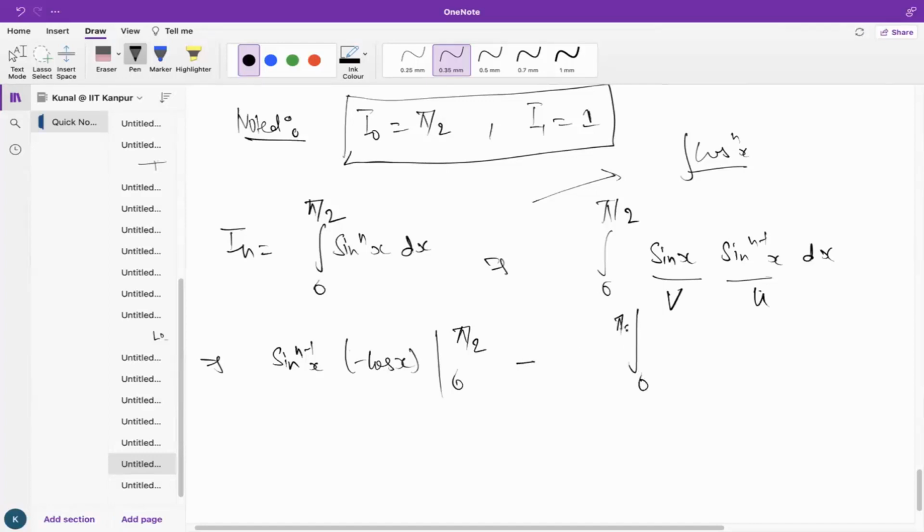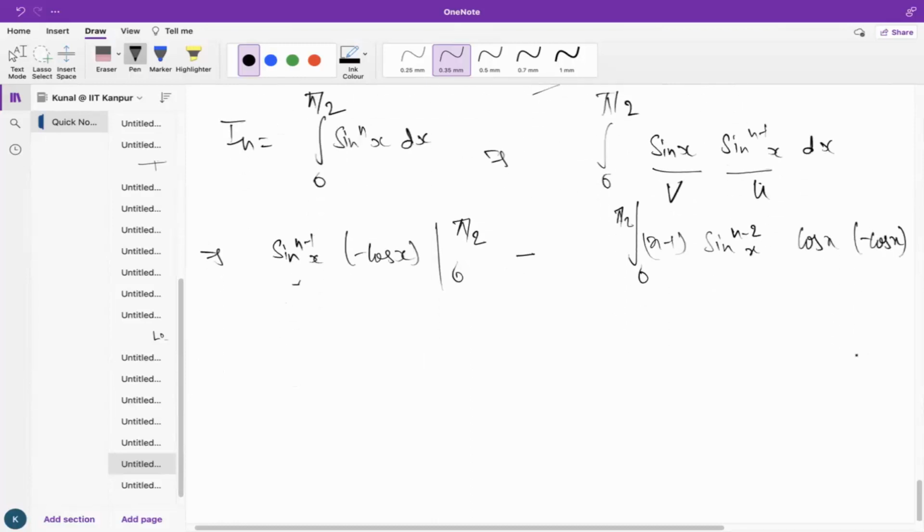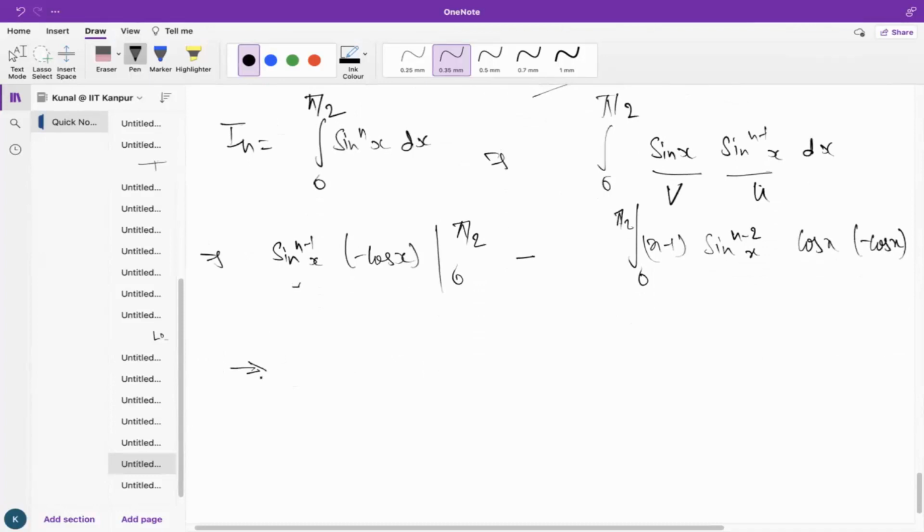the integral from 0 to pi by 2. We have to differentiate this term. So n minus 1 sin to the power n minus 2 x, and the differentiation will give cos x as well, then minus cos x. Okay, so when we substitute here, let me go through it. When we substitute pi by 2 here, the cos will be 0. And when we substitute x as 0 here, this whole term will be 0.